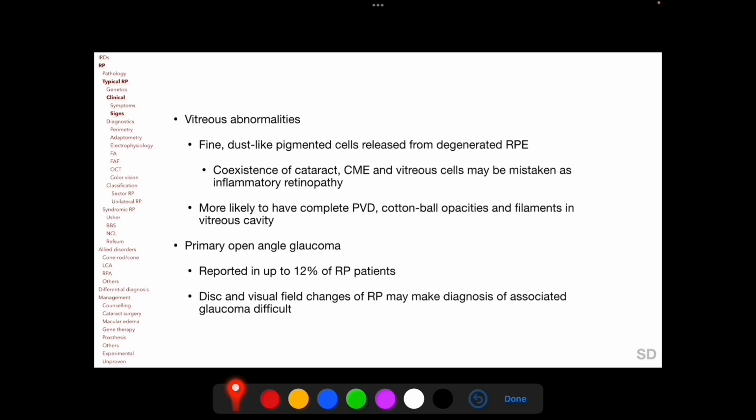Vitreous cavity of an eye with retinitis pigmentosa can show fine dust-like pigment cells which are said to be released from degenerated retinal pigment epithelium, and primary open-angle glaucoma has been reported in up to 12% of RP patients, but disc and visual field changes of retinitis pigmentosa may make diagnosis of associated glaucoma difficult.